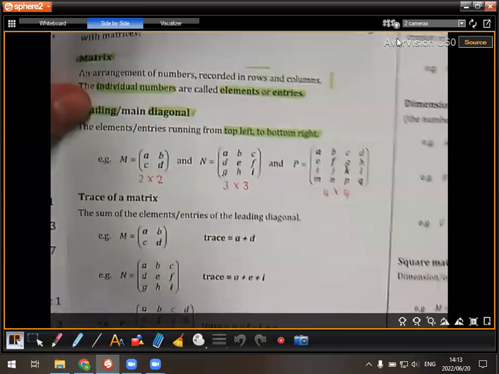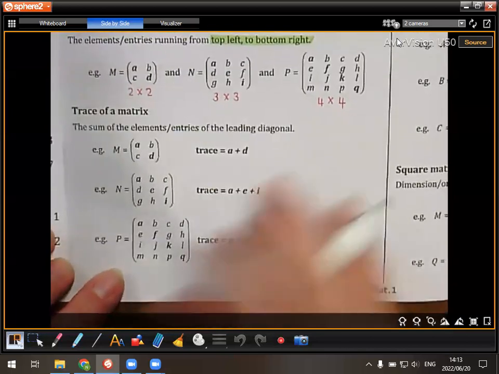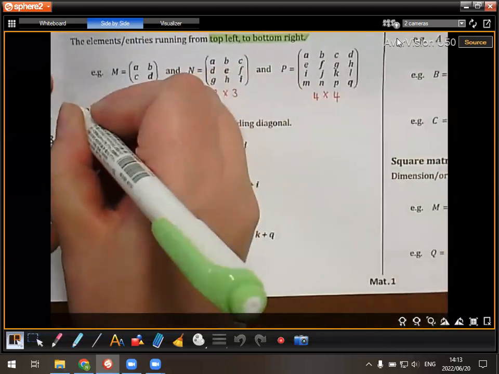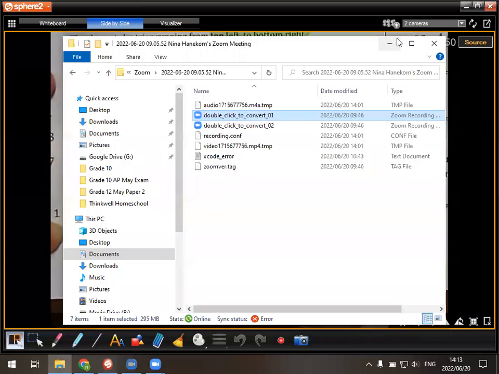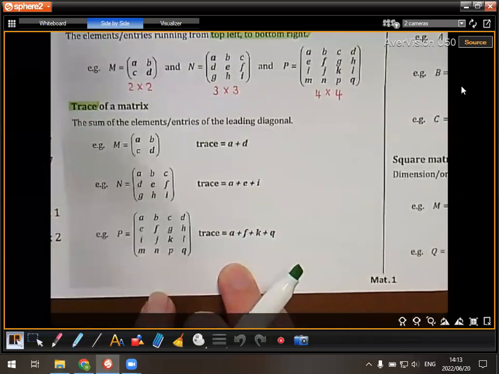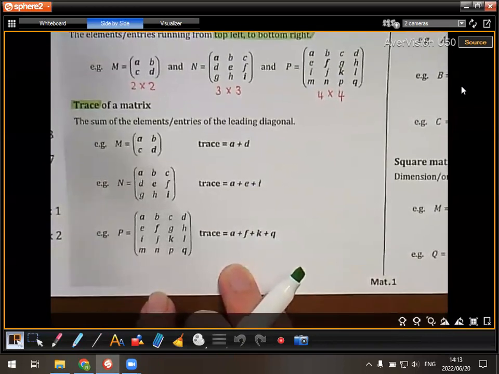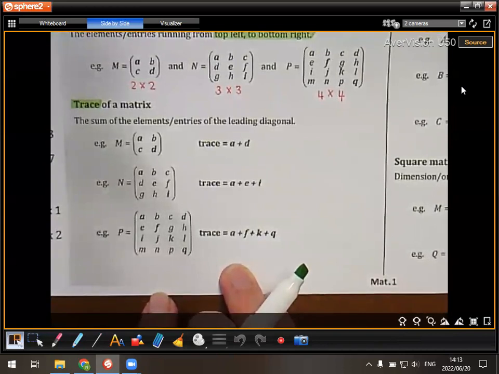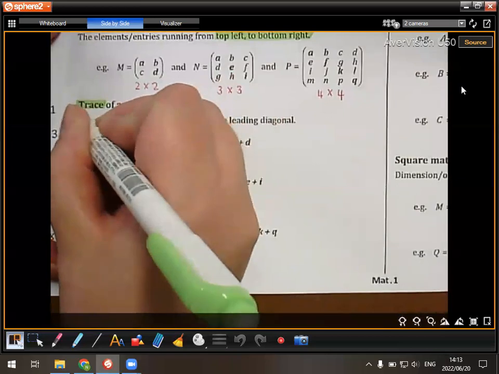All right, now for the trace. Now the trace of a matrix. If they're asking you for the trace of a matrix, that is a number. Okay, that is a number that you are going to calculate. So the trace is an actual value, and that is when you are adding all the elements in the leading diagonal. Now do we see that we are kind of layering terminology? So the trace is the sum of the elements or the entries in the leading diagonal. So let's just highlight that.